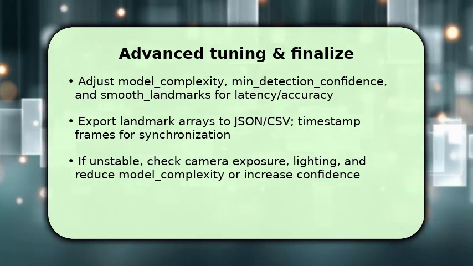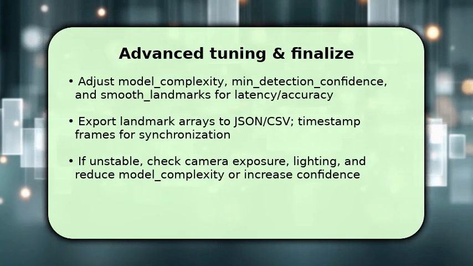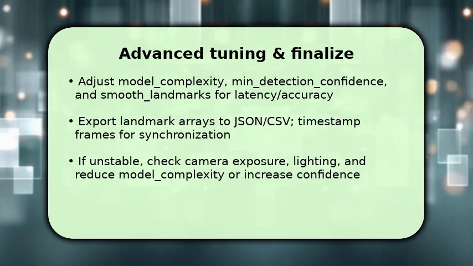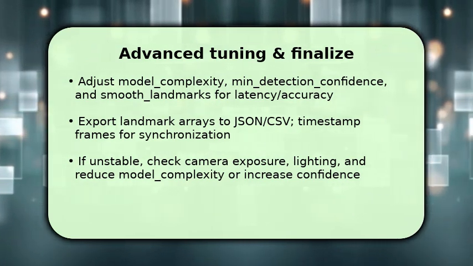If results look jittery or missing limbs, check lighting and camera exposure first. Then increase confidence thresholds or simplify the model to restore consistent detections.